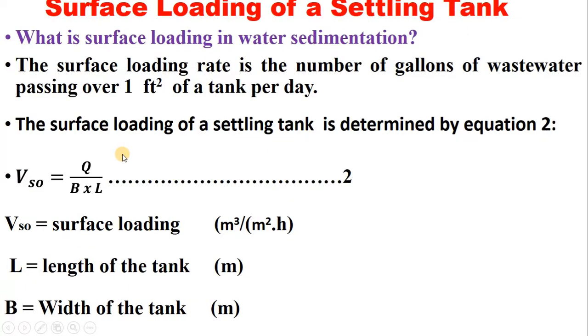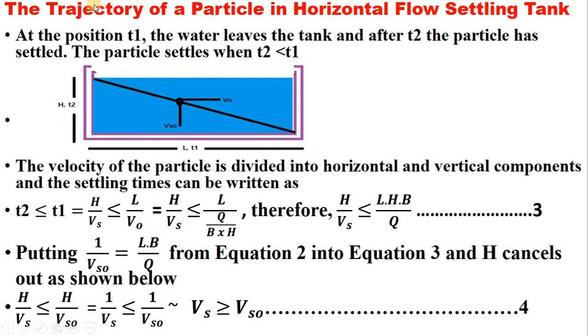So if all these things are put into consideration, now let us look at the trajectory of a particle in a horizontal flow settling tank. At the position T1 on this figure, the water leaves the tank, and after T2, the particle has settled. The particle settles when T2 is less than T1. When T2 is less than T1, the particle settles.